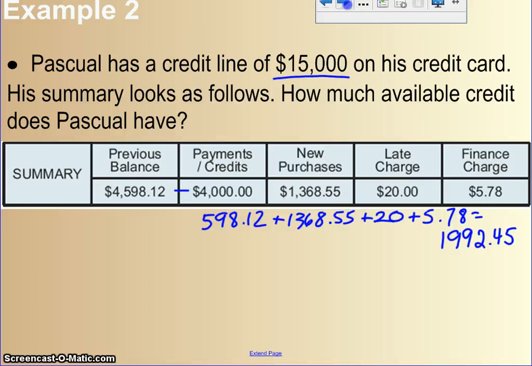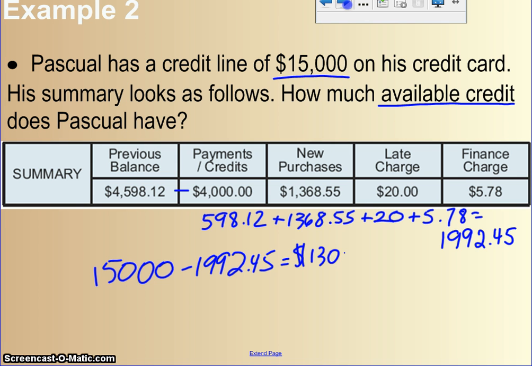It does not tell me, however, what his available credit is. His available credit is how much he has left to purchase. So if he has a credit limit of, it says $15,000, right now he's used $1,992.45 of that, then his available credit is going to be the difference, which is the $13,007.55. And that is his available credit.